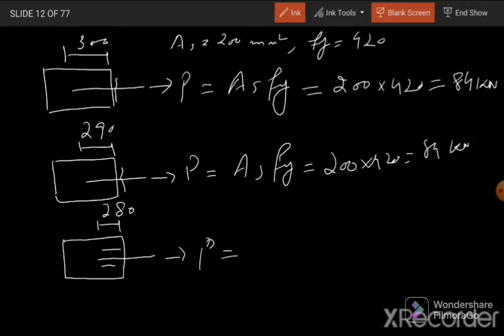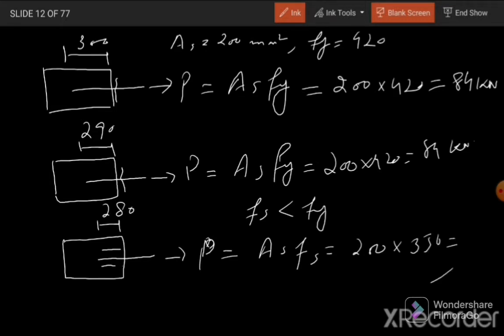When this bar is pulled out of the cylinder, the stress in the bar is less than Fy, as it is not yielded. So the load at which this bar is pulled out will be AS times Fs, 200 times, instead of 420, something less than 420. For example, 350. In that case the load will be less than 84 kilonewton. So at the lower load, the bar is pulled out of the concrete and is not yielded when the embedded length is 280 mm.